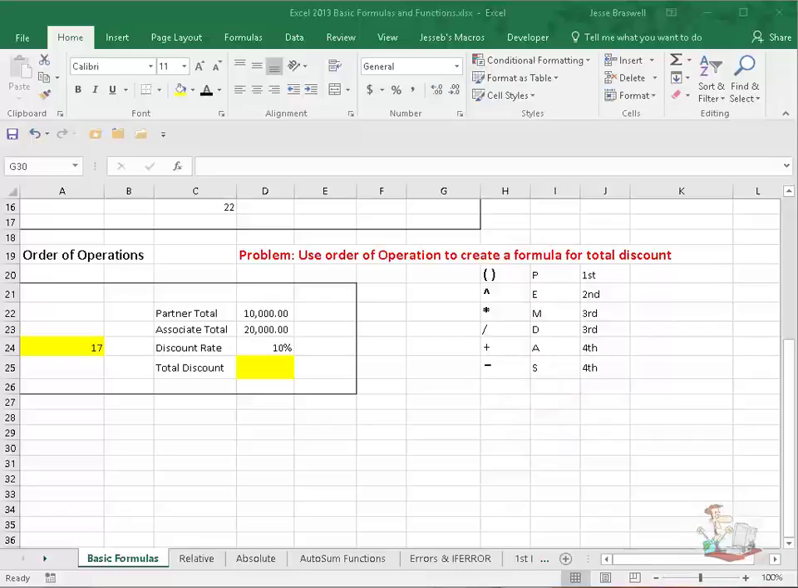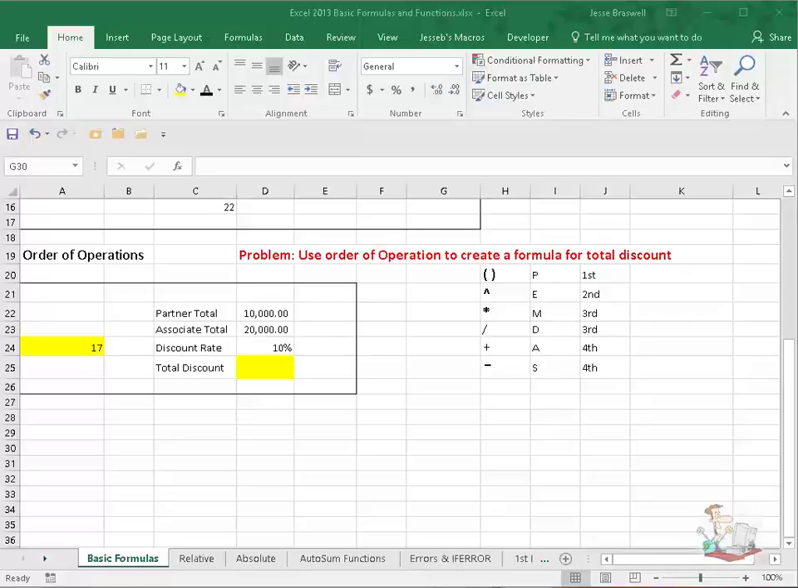You'll notice here that we have partner total, associate total, discount rate, and then we need a total discount for the customer. So we need to set up a formula that would work to do this.